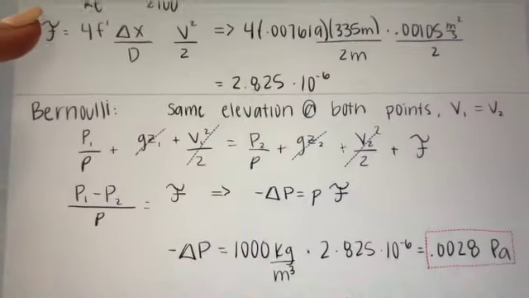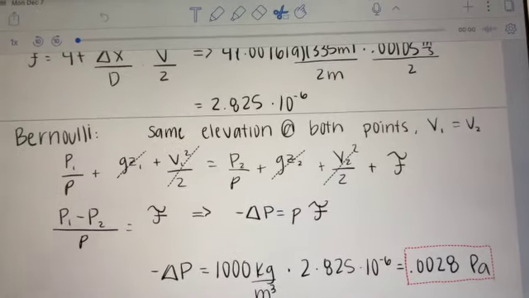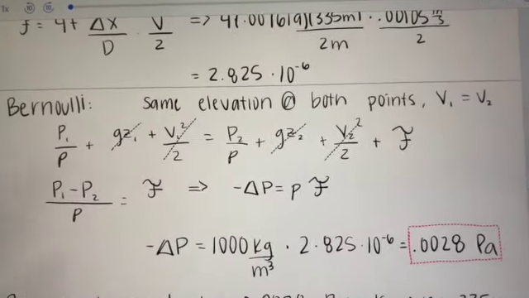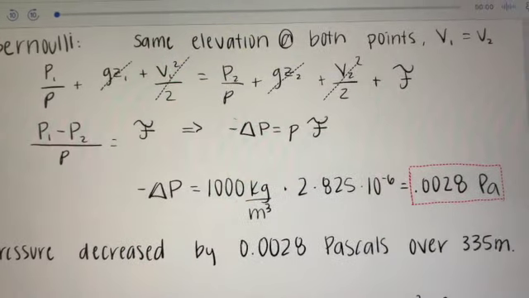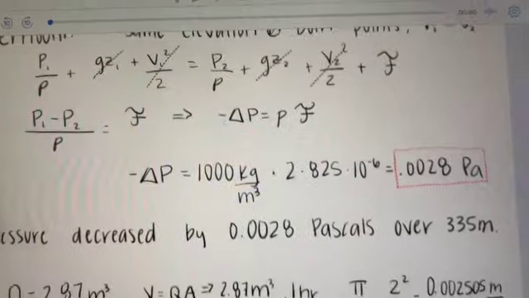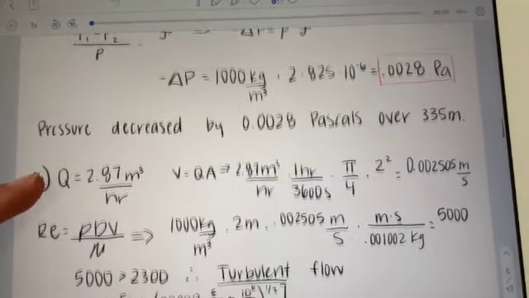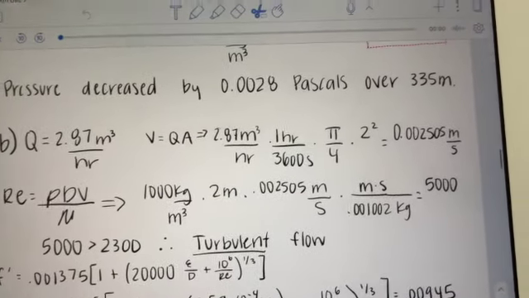Then we go on to simplify Bernoulli. We know that our z's cancel out because it's the same elevation at both points, and our V1 equals V2. This will simplify our pressure drop to be our density times our friction factor calculated above, which gives 0.0028 pascals.